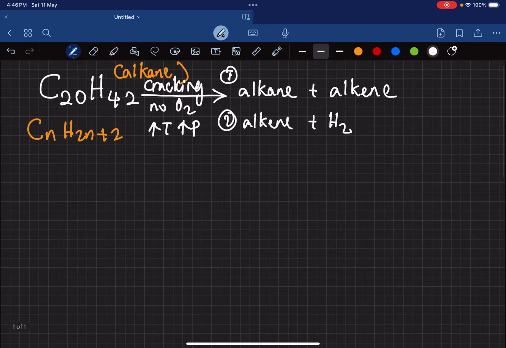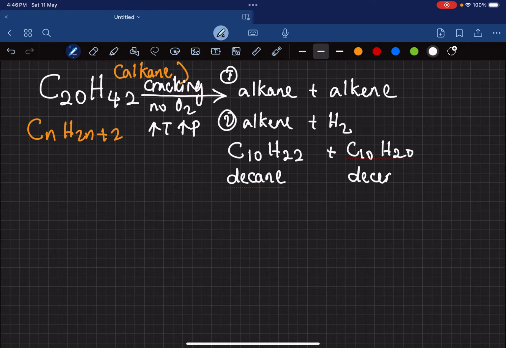To make things simple, I'm going to use one example here. I'm going to get C10H22, and then I'm going to get C10H20. So this is decane, and this is decene. So you get an alkane and an alkene. The important thing here is the number of carbons on the left and right must be the same. The number of hydrogens on the left and right must be the same. That's all you've got to make sure.